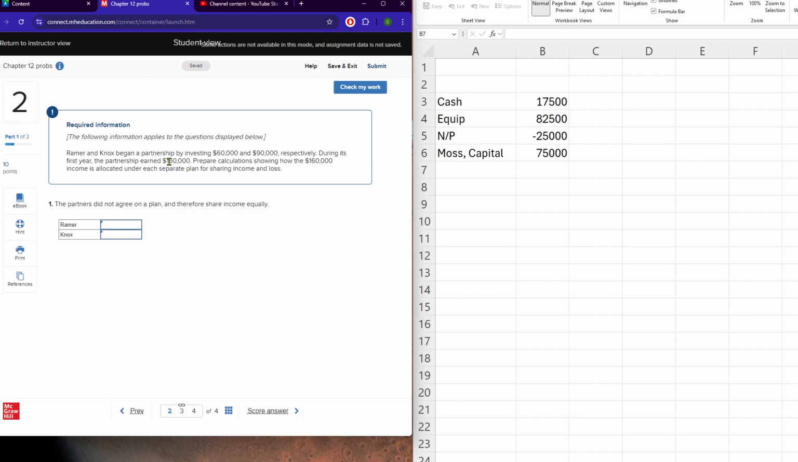Well, if they did not officially agree on a plan, they have to share it equally. Okay, and so that's something that would be in that partnership agreement, right? In this case, it's going to be simply $80,000 apiece, which is just the income divided by 2. Each partner gets half, right? Of course. Now we'll move forward.